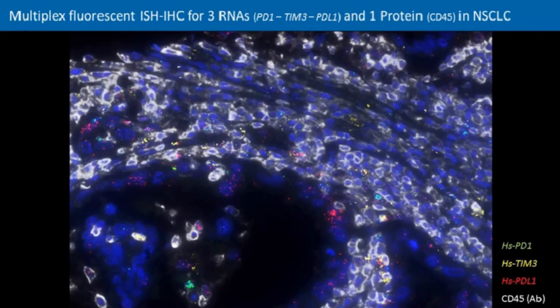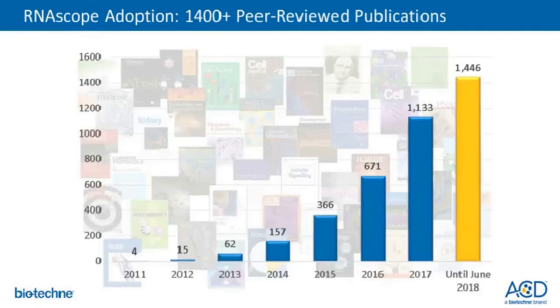Here's another example of detecting 3 RNAs and 1 protein in the tumor microenvironment of non-small cell lung cancer. The 3 RNAs are immune checkpoint markers PD-1, TIM3, and PD-L1. We detected the CD45 protein by using antibody, shown in white. As you can see here, with the CD45 positive staining, we can see PD-1 and TIM3 expression in a subset of CD45 positive immune cells.